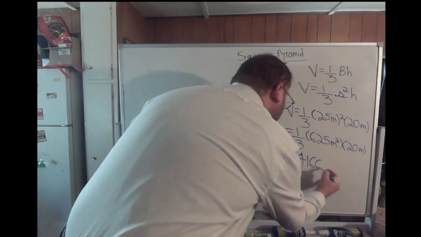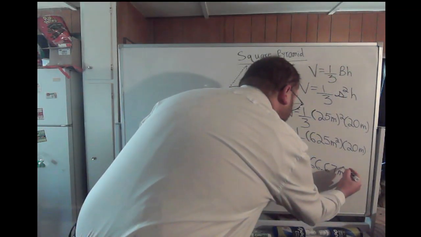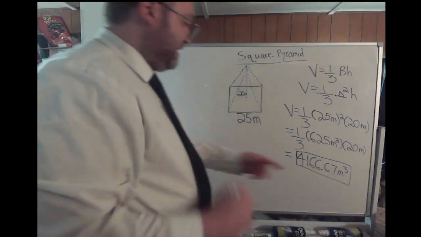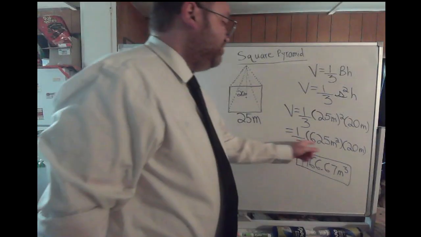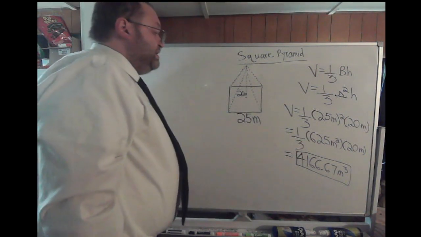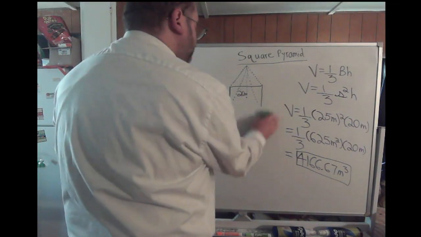Alright, so that's going to be about 4,166.67 square meters. Sorry, cubic meters, excuse me. The volume of this pyramid is about 4,166.67 cubic meters once you multiply all these together. So that's it for pyramids.